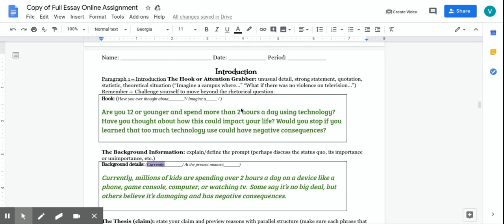So I did the series of questions, and if you do the series of questions, make sure that you keep it at 3 questions. So I have here: are you 12 or younger and spend more than 2 hours a day using technology? Have you thought about how this could impact your life? Would you stop if you learned that too much technology use could have negative consequences? All right, so that is what I chose to go with.